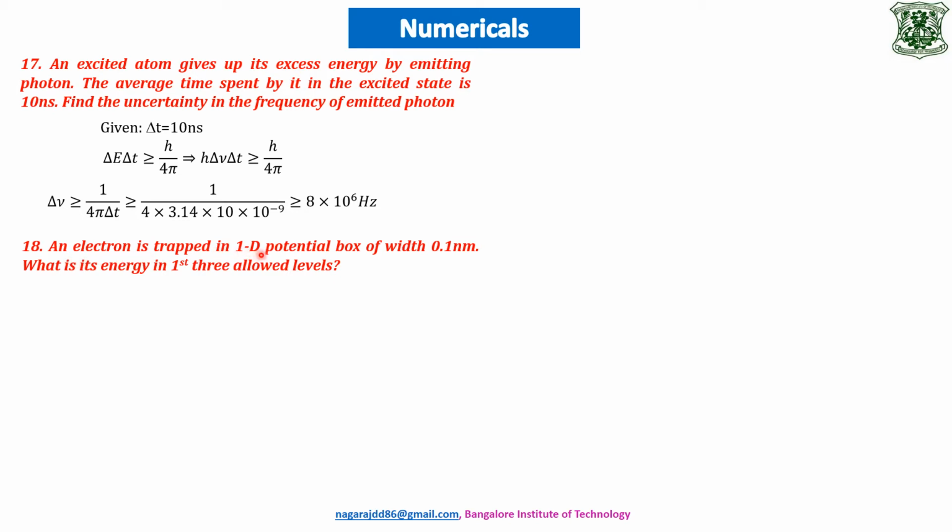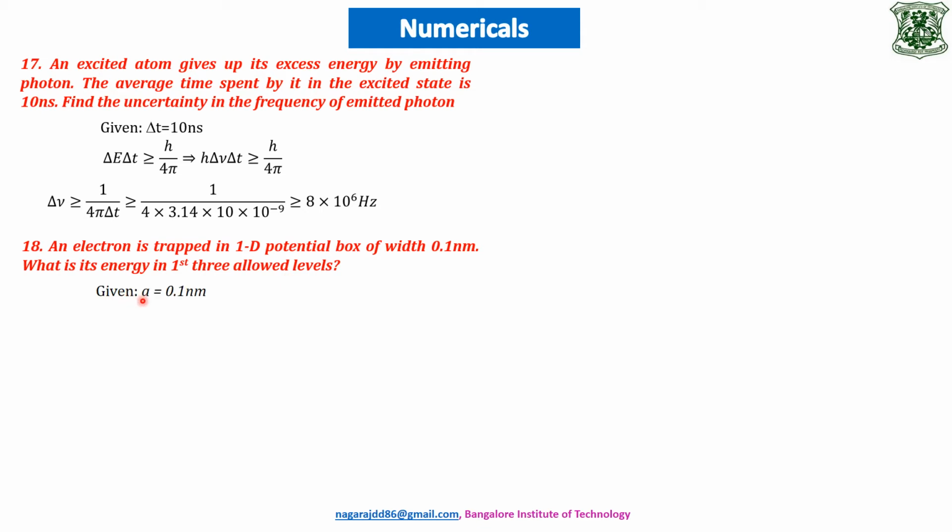An electron is trapped in a one-dimensional potential box of width 0.1 nanometer. What is its energy in the first 3 allowed states? Here is the twist. That is not just the first level, it is the first 3 allowed levels. That means ground state, first excited state, second excited state. Totally 3 levels. Well, let us go ahead.